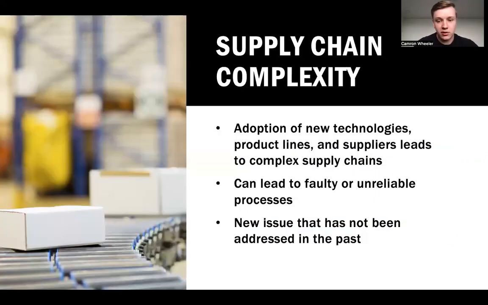And lastly, even with diligent managers, I learned that supply chain complexity problems can still arise. Adoption of new technologies and product lines can create a more complicated supply chain, which can either increase efficiency or create problems through faulty or unreliable processes. And this is a newer problem that managers are going to have to deal with soon in the future.